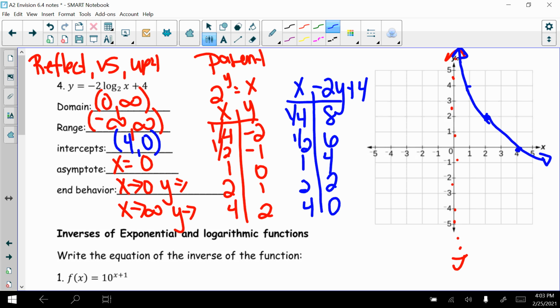Notice because of the reflection, my end behavior is going to be just the opposite. So as x is approaching 0, my y's are getting bigger, infinity. As x's are getting bigger, my y's are approaching negative infinity.